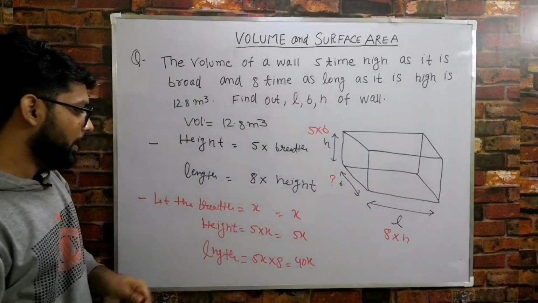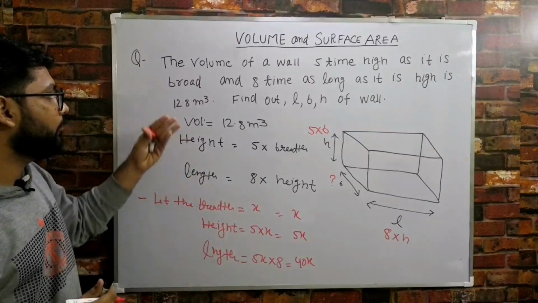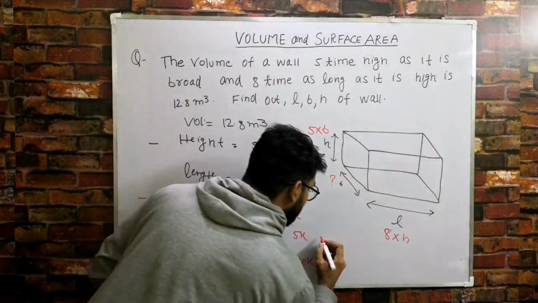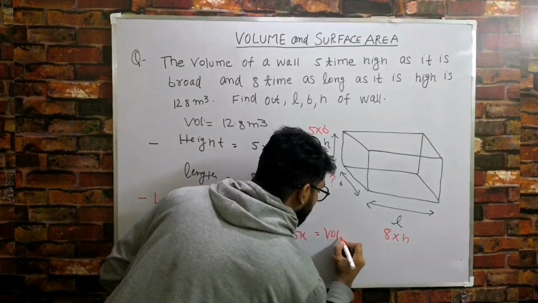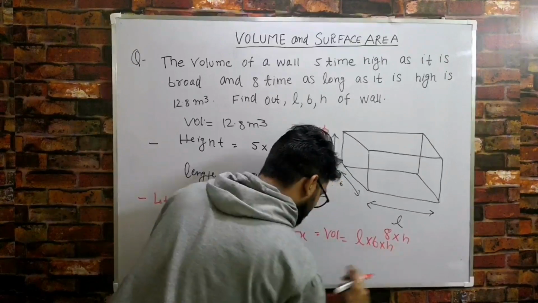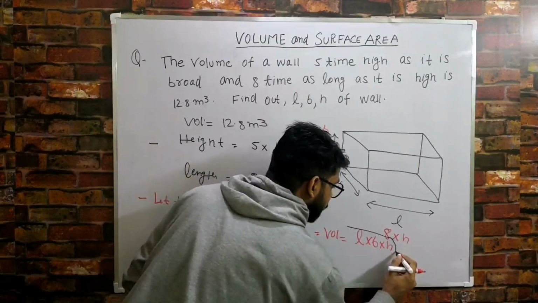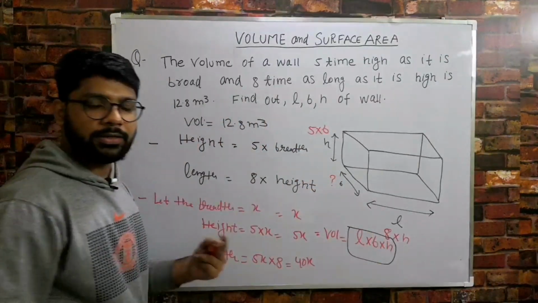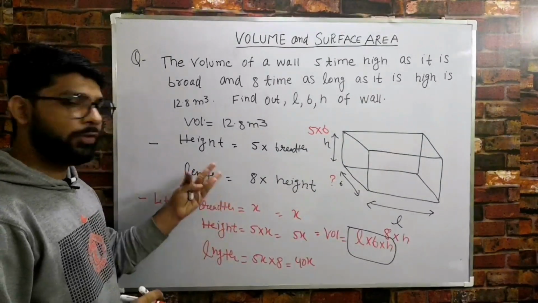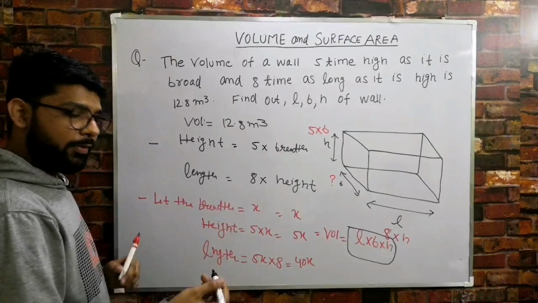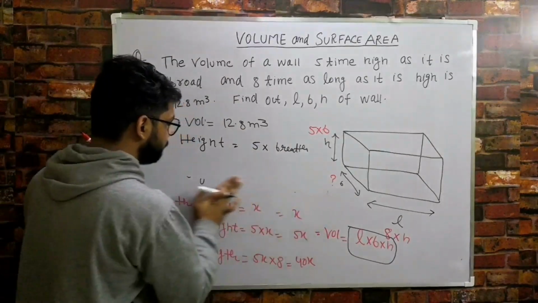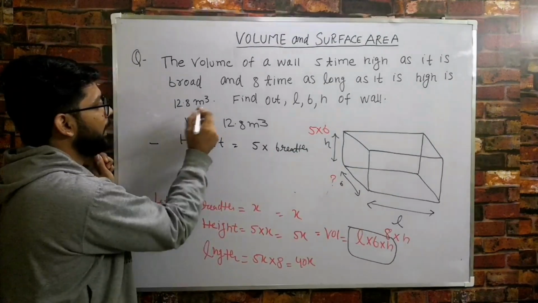So we have the length, breadth and height, and the volume is given to us. As we remember, the volume of the cuboid is equal to length into breadth into height. I think you remember, as we discussed in the formula part, the volume of the cuboid is equal to L into B into H. So we have the length, the breadth, the height and the volume, so we can find out the value of x very easily. So I will write here.